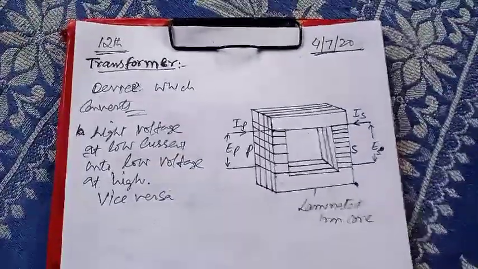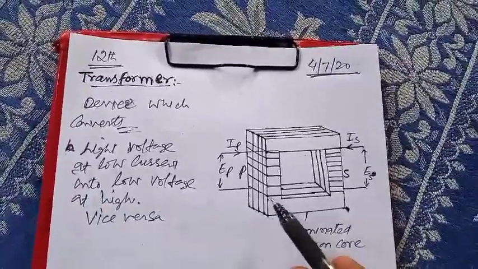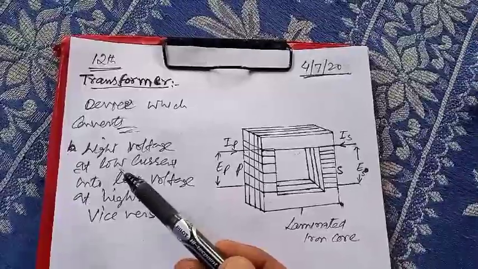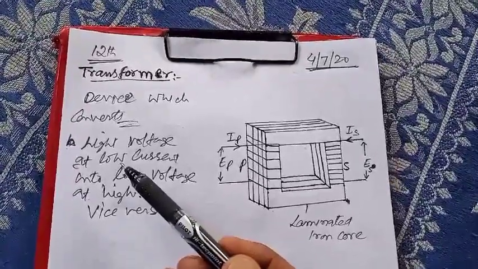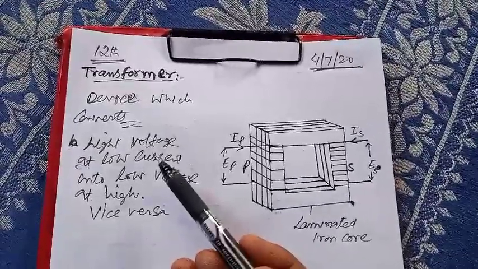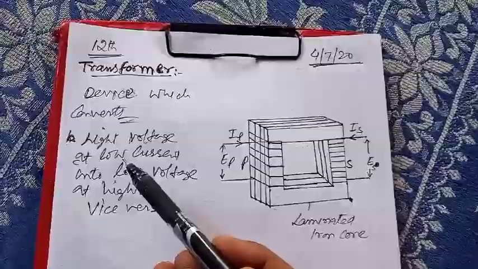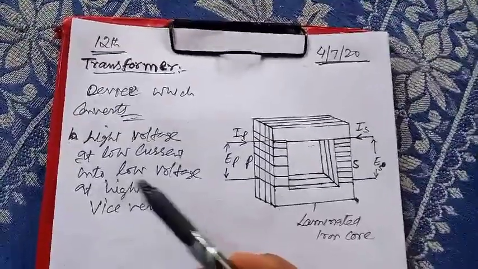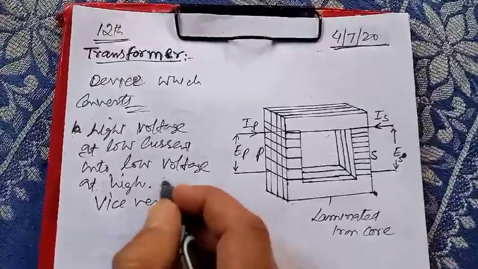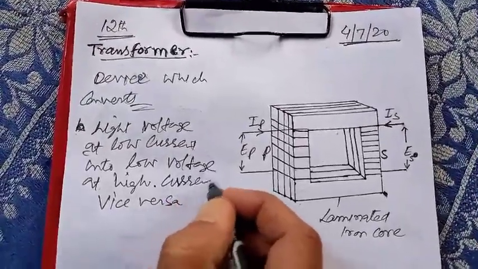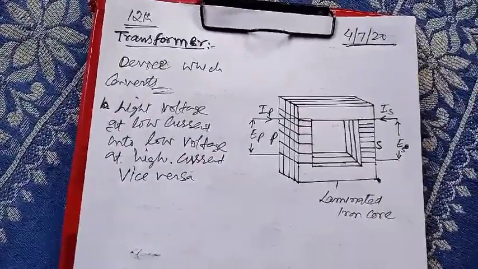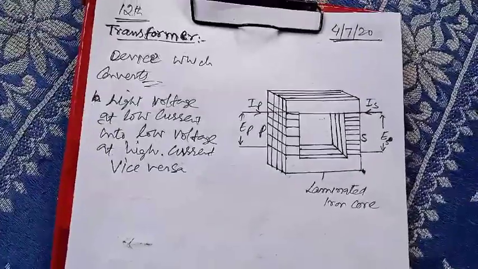So it is a device. Transformer is a device which converts high voltage at low current, a source having high voltage at low current, into a low alternating voltage at high current, and vice versa. That means a low voltage at high current into high voltage at low current.